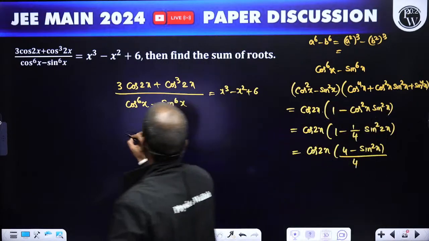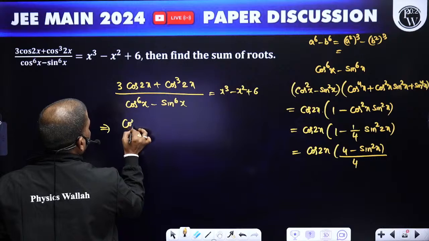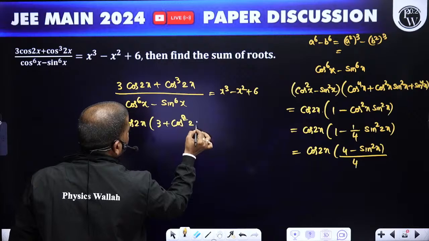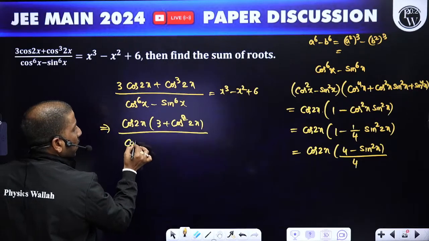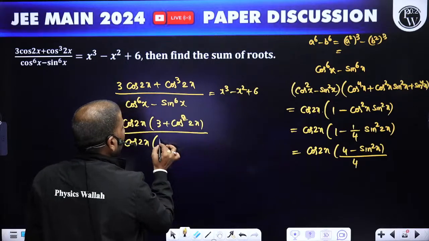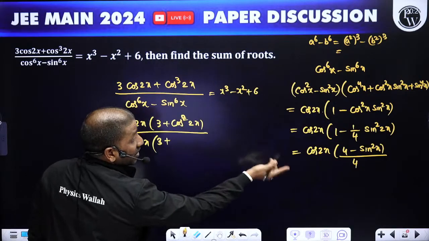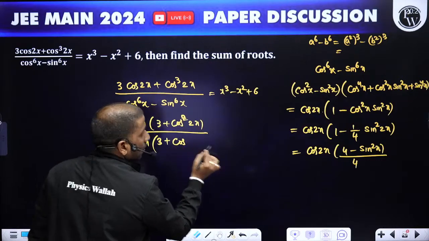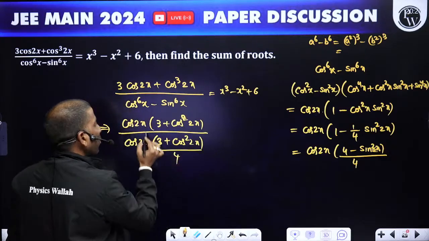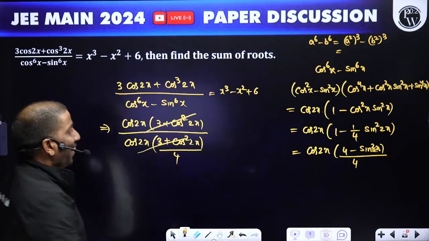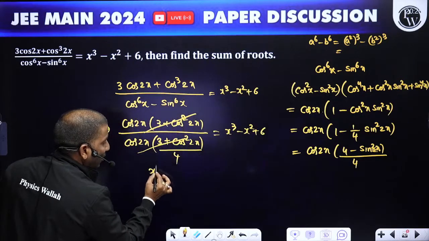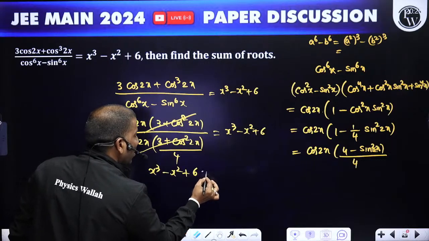Let's substitute there. Cos 2x common here: 3 plus cos square 2x, since 4 can be expressed as 3 plus 1 minus sin square 2x, that is cos square 2x, by 4. Have you noticed these two are the same? Which is equal to x cube minus x square plus 6. So x cube minus x square plus 6 is equal to 4.